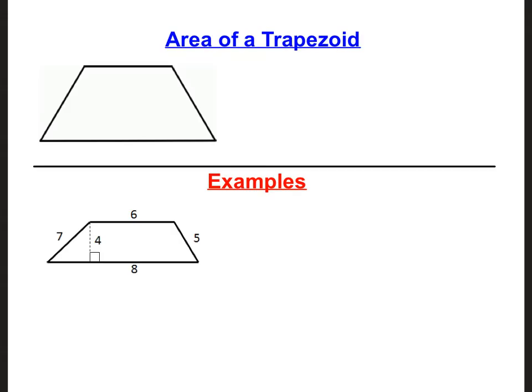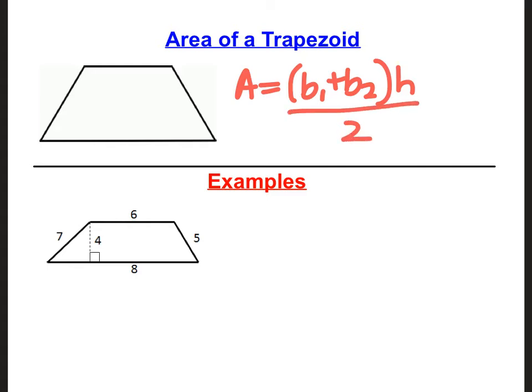The first thing we're going to talk about is the area of a trapezoid. You have a formula for this. Your formula is going to be A equals base 1 plus base 2 times your height, all divided by 2. Again, the B is referring to base, and H is your height. So base 1 is going to be either the top or the bottom. It doesn't really matter. Base 2 would be the other one.